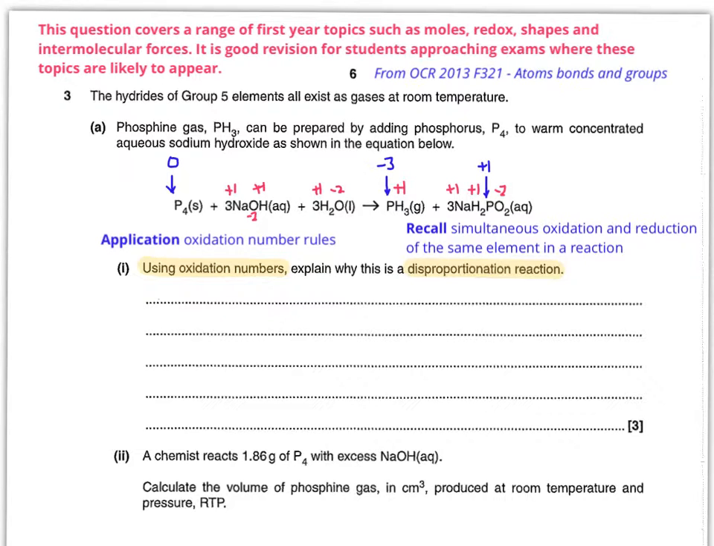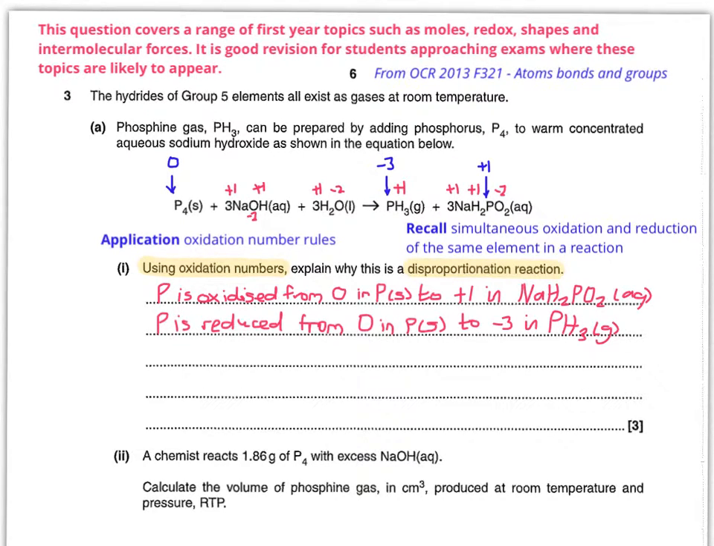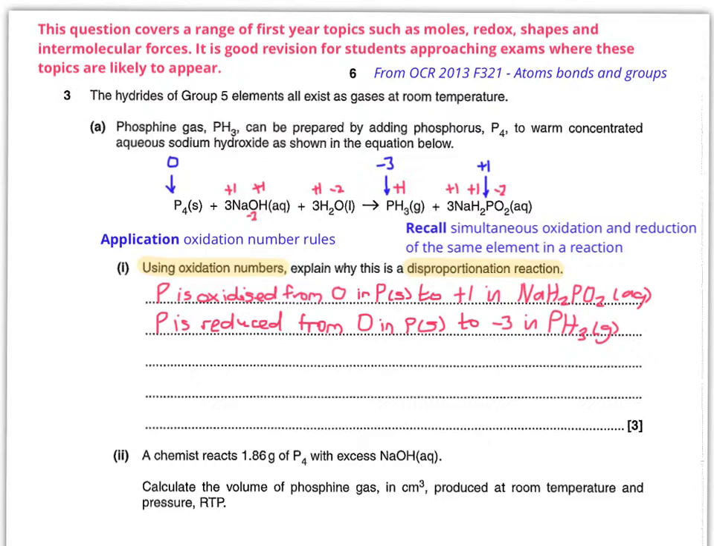You can see that phosphorus has two changes. It goes from 0 to -3, which is a reduction, and it also goes from 0 to +1, which is an oxidation. So you need to say in which species it is 0, and which species it ends up as +1, and the fact that's an oxidation, and do the same for the reduction process as well, using the oxidation numbers as you go. So we can go down to the next part.